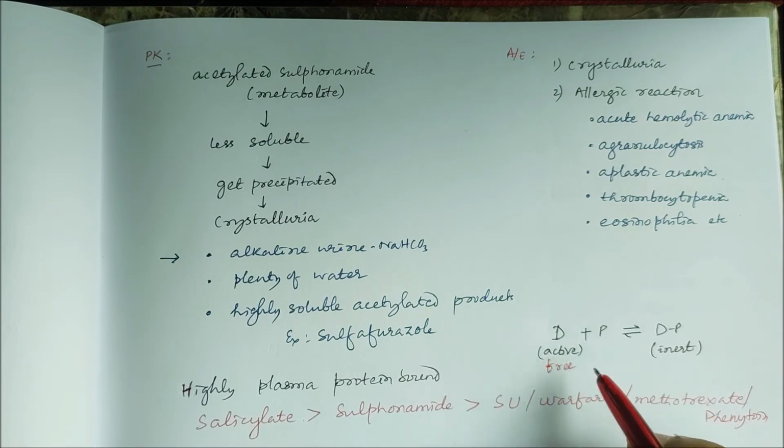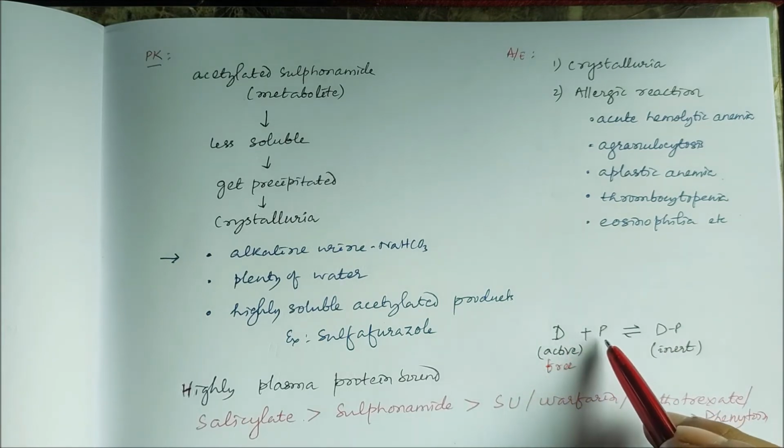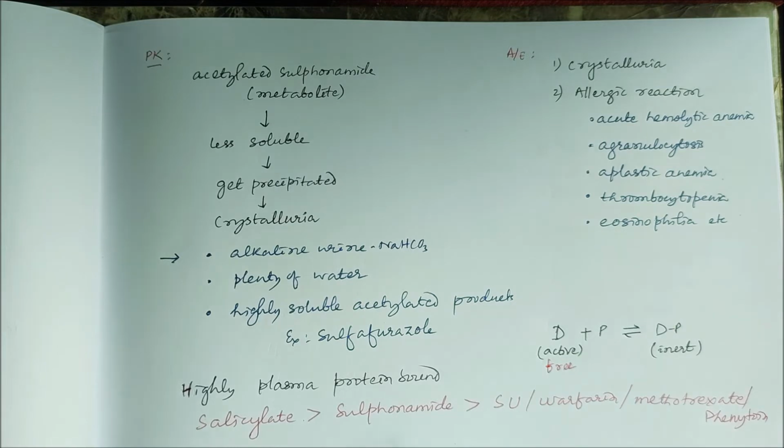There can be different drugs which have affinity for the same plasma protein or plasma protein site. In that case they compete with each other and can lead to drug interactions. Sulfonamides have less affinity than salicylates and more affinity than other drugs like sulfonylureas, anti-diabetic drugs, warfarin, methotrexate, phenytoin, etc. So the plasma protein binding affinity is: salicylate greater than sulfonamide greater than sulfonylurea, warfarin, methotrexate, phenytoin.